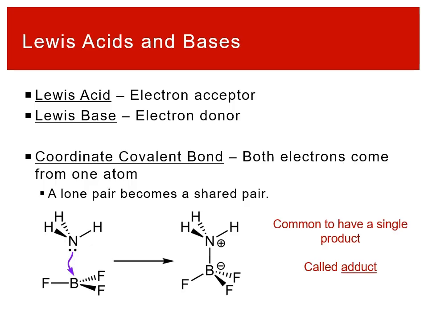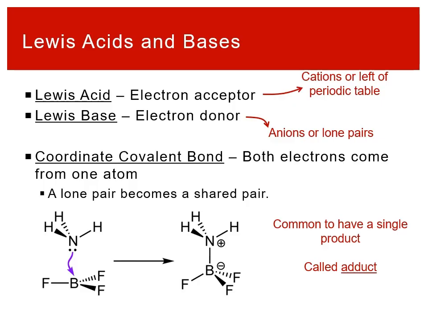So this idea is Lewis acids and bases. A Lewis acid is the molecule or atom that is accepting those electrons, and the Lewis base is the electron donor. Lewis acids tend to be things like cations or anything on the left of the periodic table. Lewis bases tend to be anions. Lewis bases always have to have lone pairs, which indicates that those electrons donate into a bond.